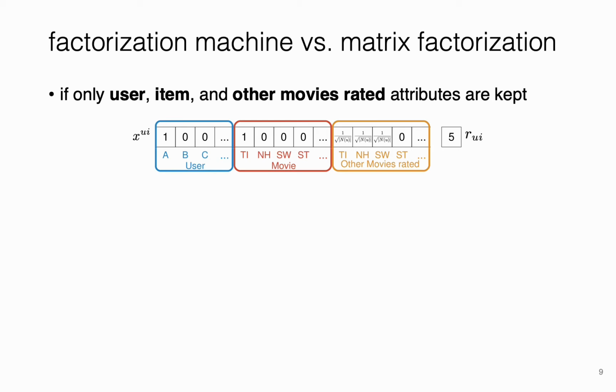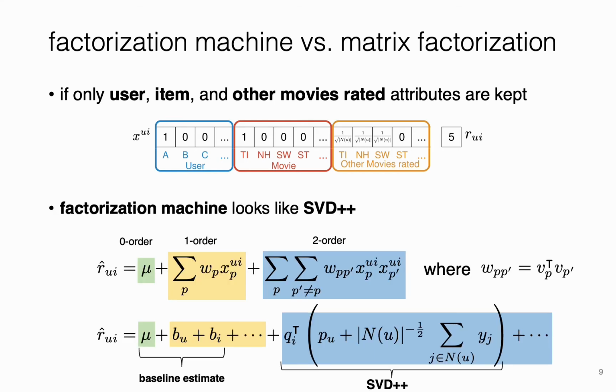To make our point on the relationship to SVD++, we hereafter assume that instead of putting a value of 1, we put a value of 1 over the square root of the number of movies rated. This is a form of normalization similar to that used in SVD++. Okay, so let's see again the prediction formula for factorization machine at the top. At the bottom, we see the rating prediction of SVD++.